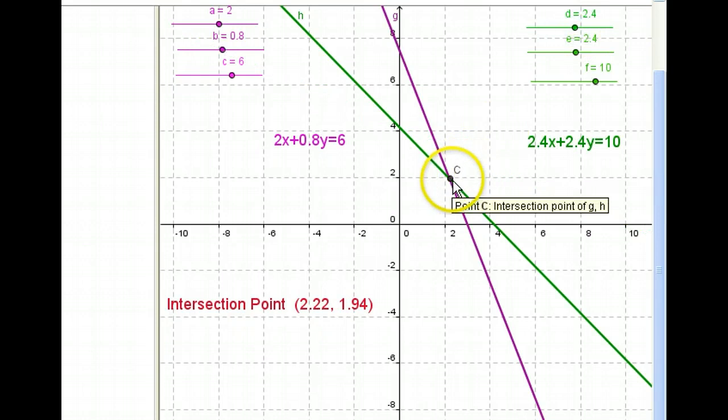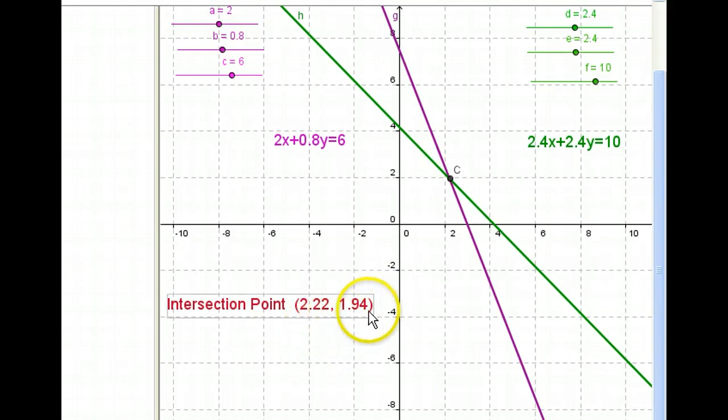the intersection point. For example, these two equations, 2x plus 0.8y equals 6 and 2.4x plus 2.4y equals 10. The two meet at a point. That point is 2.22 and 1.94. So if you have any given system of linear equations, you can define those two equations by moving these sliders, and once you have identified your equations, the intersection point gives you the answer to the solution of the system of linear equations.